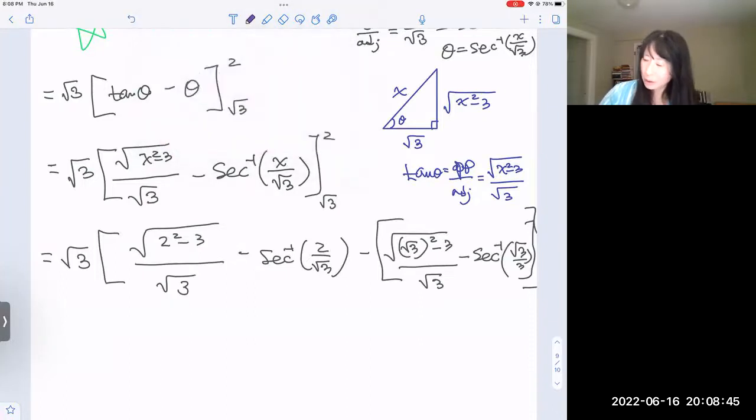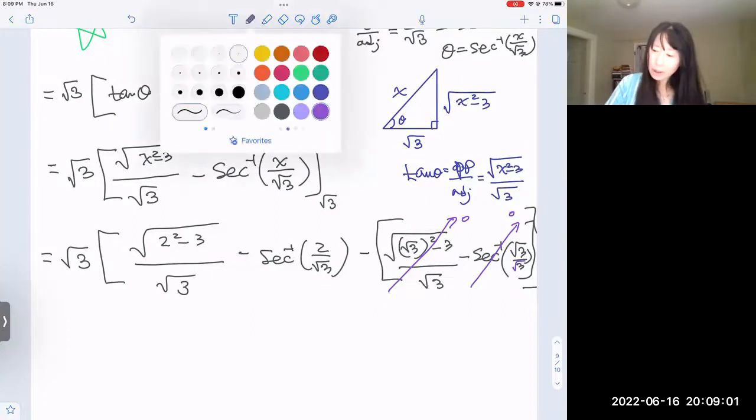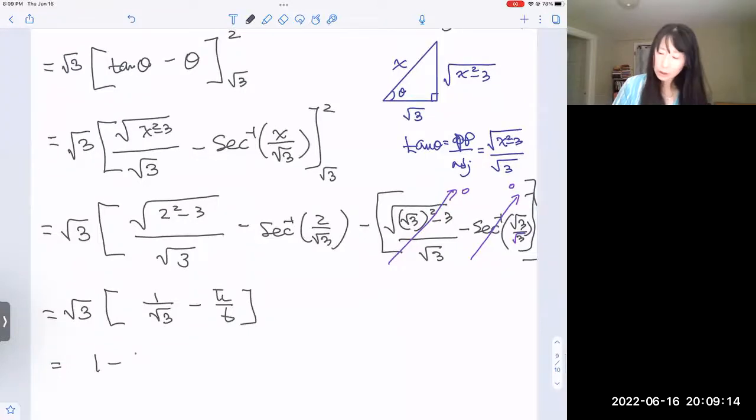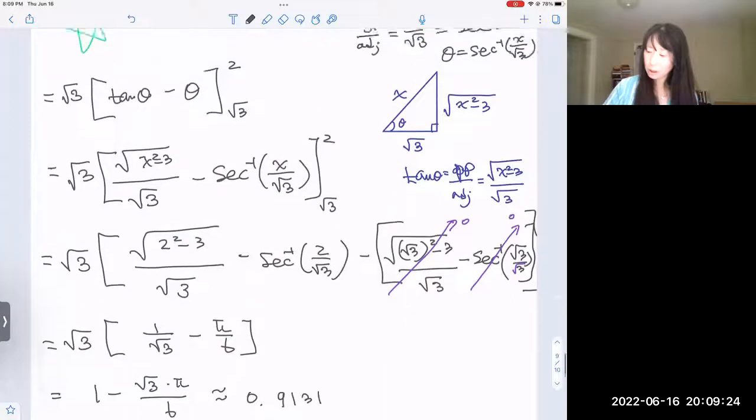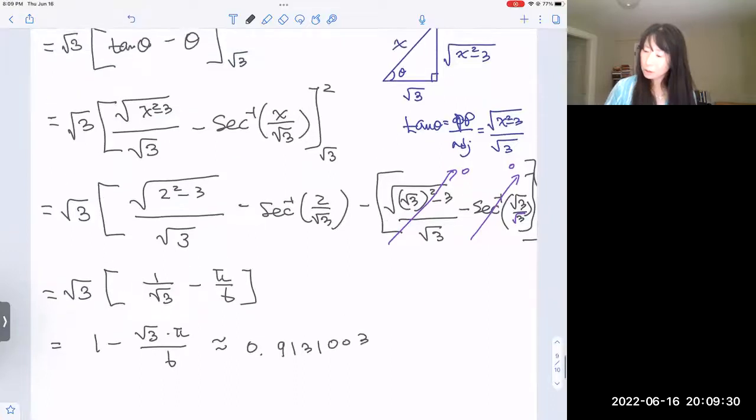Okay, so in my note, this is 0. This is also 0. There is a square root of 3. Yeah, this is 1 this way. All right, so we have square root of 3. Then we get 1 over square root of 3 minus pi over 6, which is the same as the earlier one. 1 minus square root of 3 times pi over 6, which is 0.9131, like the earlier one. Okay, so please calculate.